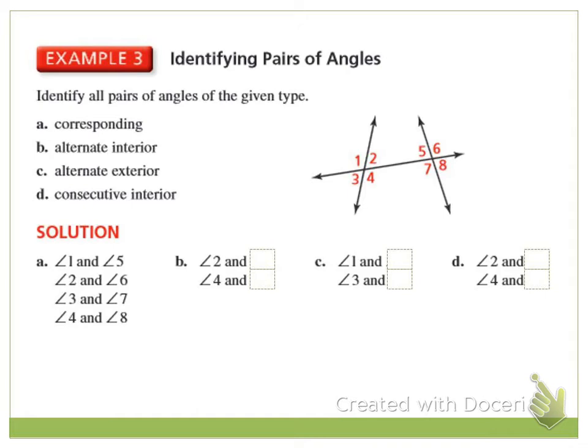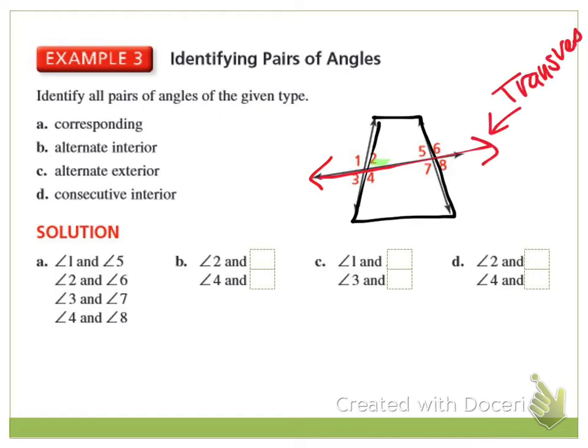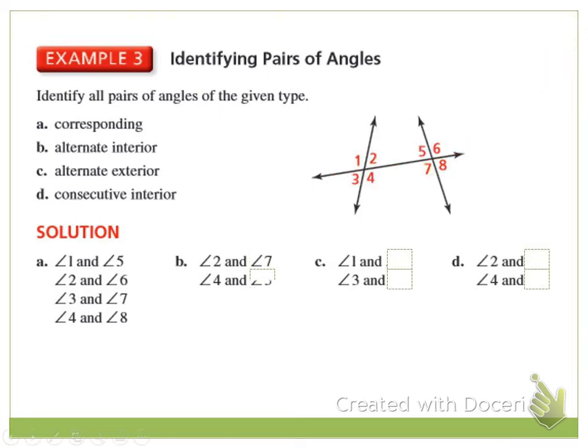Letter B, you want alternate interior. So you have these double lines. We're talking about inside of the double lines. So we have 2. You want them to alternate across the transversal. So your transversal is not up and down. It's side to side. Whoop, I drew that way wrong. Here's your transversal. I ran out of room, but it's the transversal. So 2 is on the top. So what is alternate interior with 2? Angle 7. 2 and 7, which means angle 4 and angle 5. 2 and 7, 4 and 5.